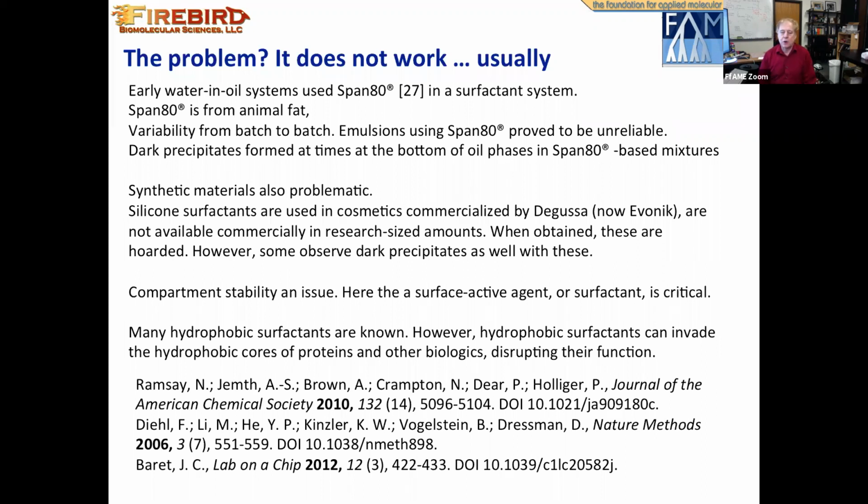So synthetic materials are also problematic. So there are silicone surfactants and oils that are used in cosmetics. So for example, they were commercialized by Degussa and Evonik, and there's some companies in Japan that sell them. And every now and then you can call Evonik up and get yourself a sample of this stuff. And they actually sometimes work pretty well. But if you try to call them up a couple of years later and get some more of it, they usually don't respond to your answer because, you know, this is a billion-dollar cosmetic company and you're just one little person wanting a few milliliters of some of this stuff.